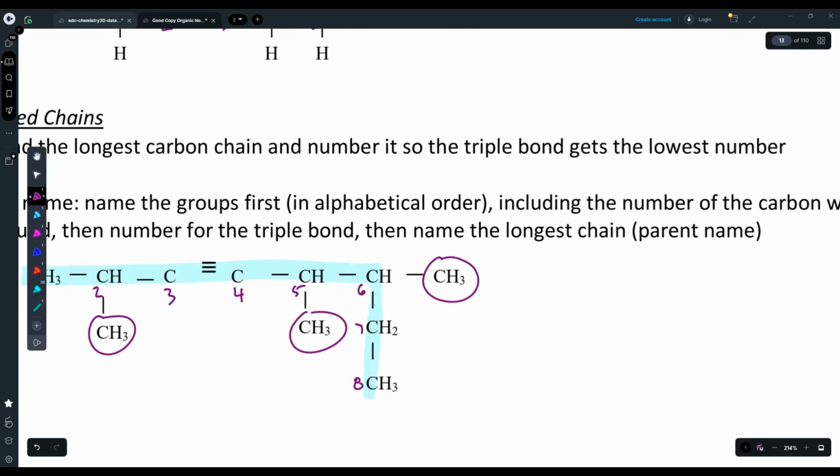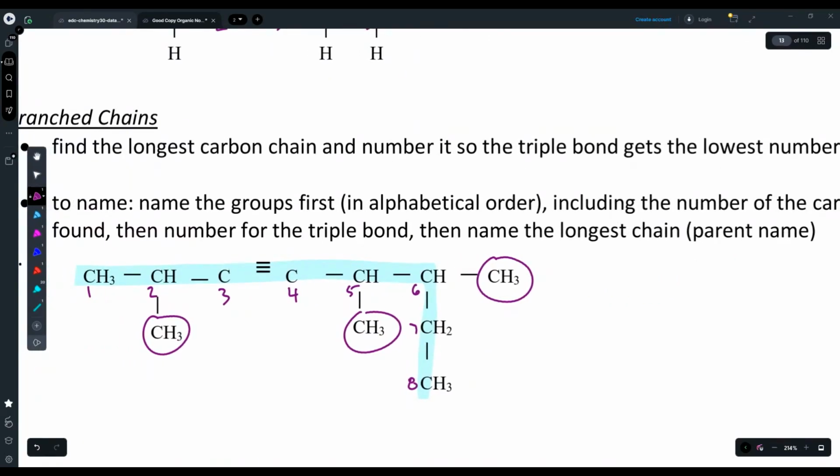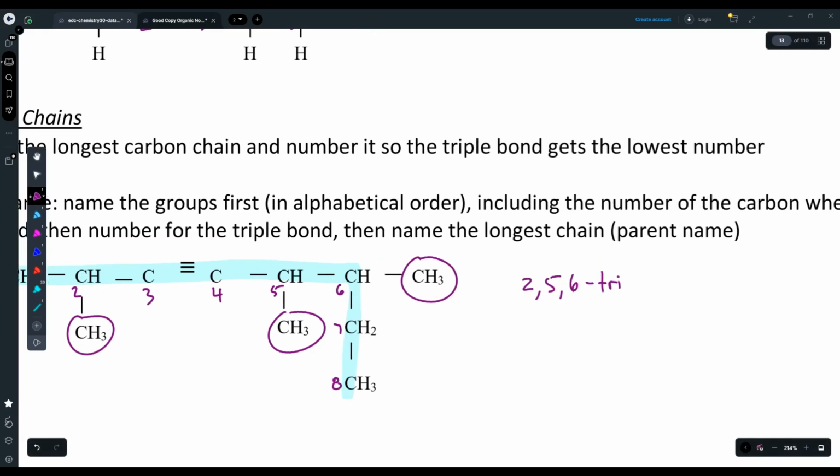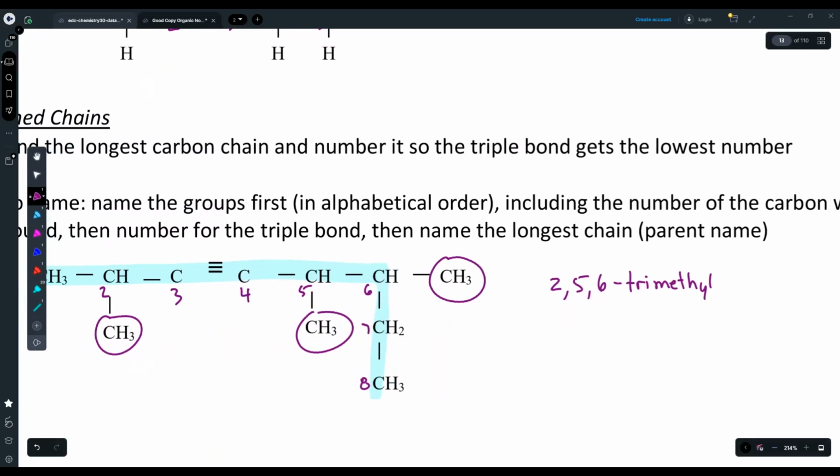Okay, so branches, we need to talk about those first. Looks like there are 3 methyl groups, and they're on carbons 2, 5, and 6. 3 in total, so tri. Meth, because there's only 1 carbon in each. YL, because they're all branches. The YL suffix means that you're talking about a branch. Okay, so that's the branches taken care of.